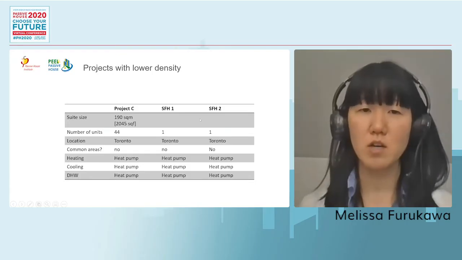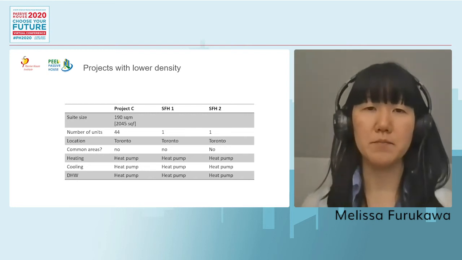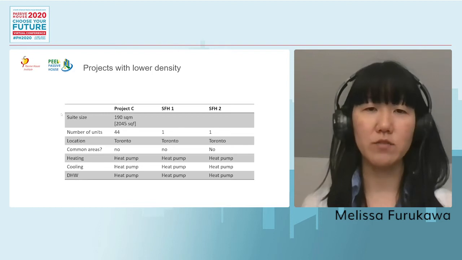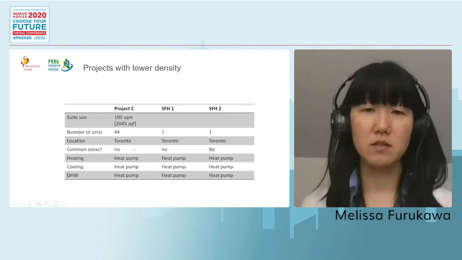Okay, next I'm going to talk about a few projects with lower densities. So I'll go more into detail on this project C, which is a multi-family residential building. On average, the suites are quite large. They're 190 square meters. There's 44 units. The location is in Toronto for all of these projects.